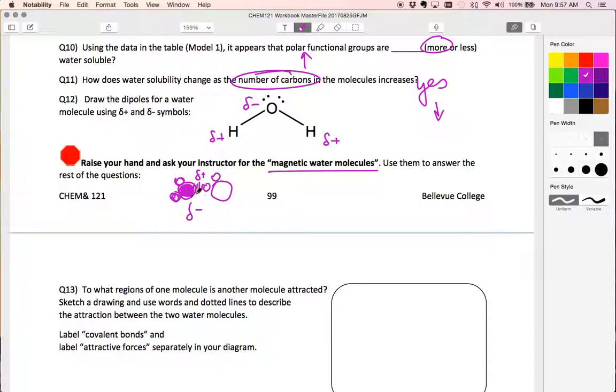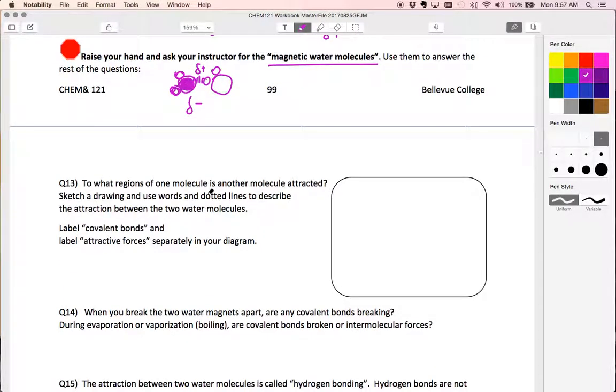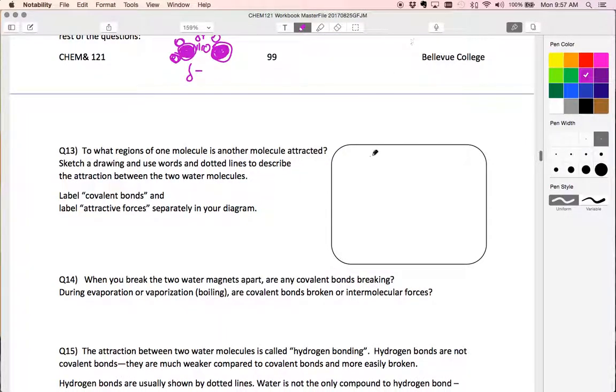Okay. By now you guys hopefully know this is called a hydrogen bond right there that attracts these 2 water molecules to each other. So we're going to draw that down here in this box. You'll draw 2 water molecules, and I'll use the proper colors. We usually use red for oxygen, and we use white for hydrogen. Okay, so here's my 2 magnetic water molecules, and they're not really magnetic.